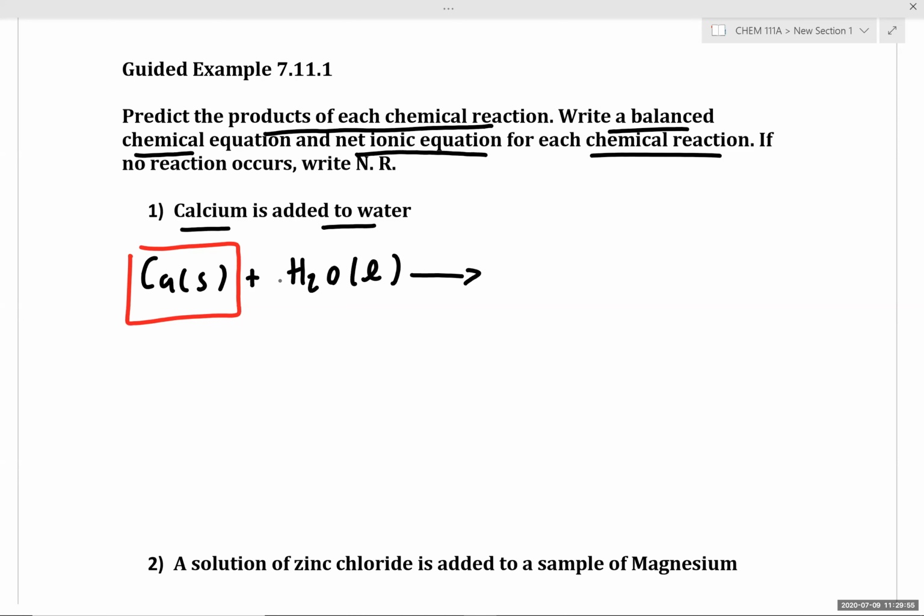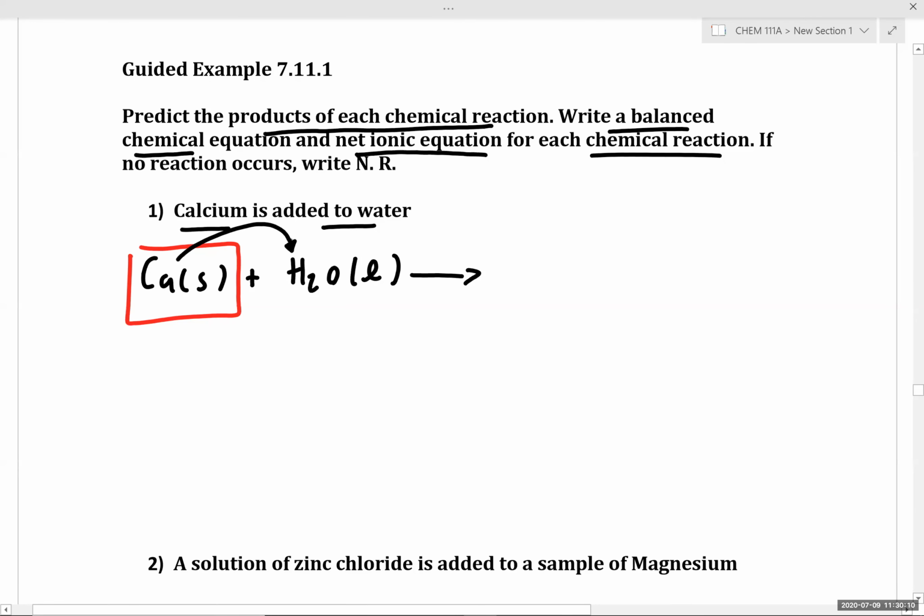Or let me rephrase to make it a little bit more straightforward. What element are we displacing? It's a hydrogen displacement, exactly.